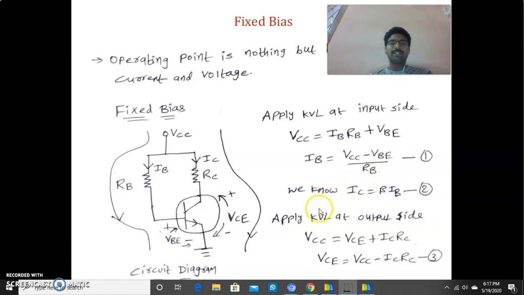Now to calculate the VCE voltage, apply the KVL at the output side. Here VCC is equal to IC into RC, that is the voltage across this RC resistor, plus VCE. So VCC is equal to VCE plus IC RC. From this you can calculate VCE is equal to VCC minus IC RC. So for this fixed bias circuit we can calculate the IC and VCE.